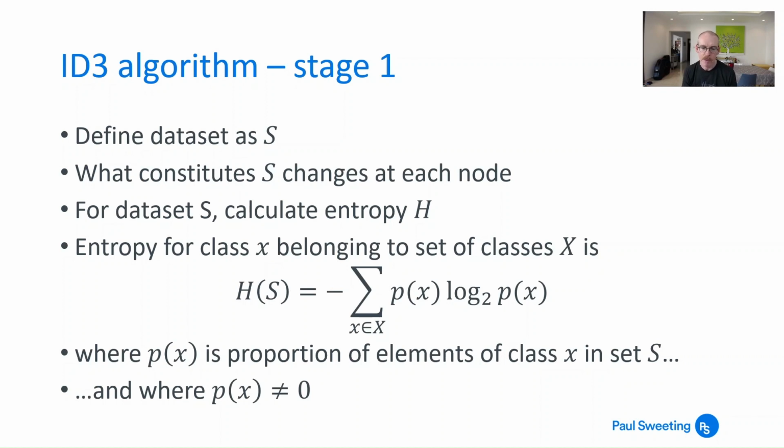Now for each data set S, you want to calculate the entropy, which we've denoted H. If you've got a number of classes x which belong to a set of classes capital X, which might be, say, women and men as two separate classes, then your entropy is calculated by summing over all those classes x, p(x), the proportion that make up that class x, times log to the base 2 of p(x). You sum all those and then take the negative of that. So p(x) is the proportion of the elements of that set S which sit in class x. And p(x) has to be greater than 0, because you can't take a log of 0 or a negative number.